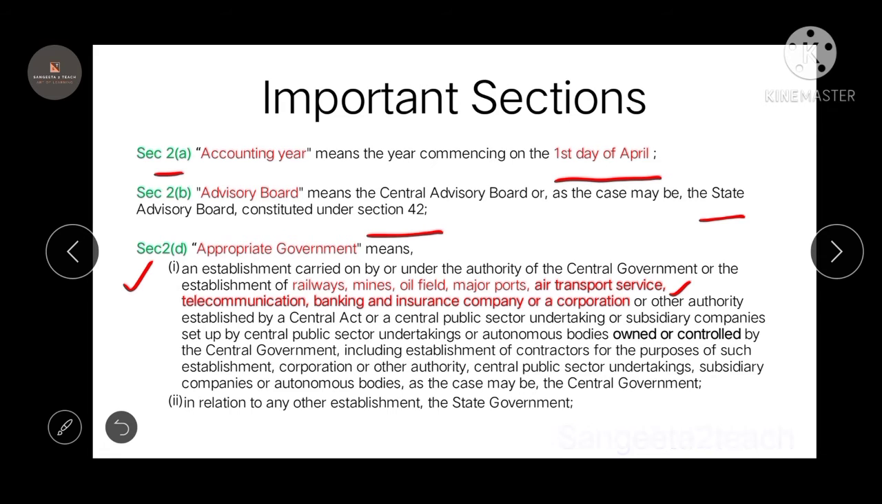Okay. So it defines that an establishment carried on under the authority of the central government, or the establishment of railways, mines, oil fields, major ports, air transport services, telecommunication, banking and insurance companies, or corporation or other authorities established by central act or central public sector undertaking or subsidiary companies. So it can be the subsidiary companies. These can be undertaken by autonomous bodies or owned or controlled by the central government. These all come under the central government. So whenever you see railways, mines, oil fields, air transport, telecommunication, banking and insurance companies, they all fall under the central government. Other than that will fall under the state government.